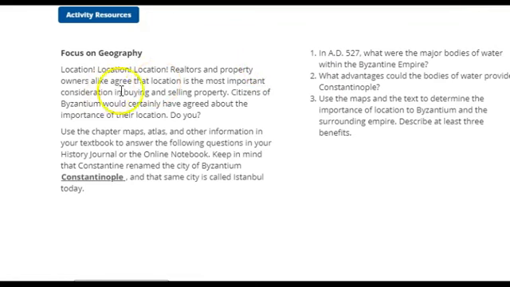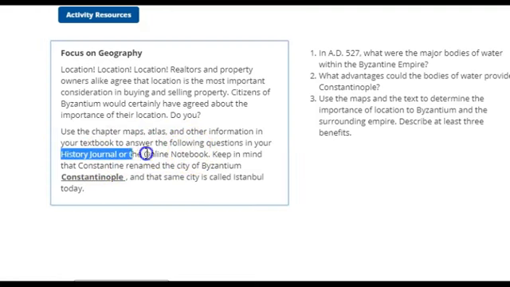Realtors and property owners alike agree that location is the most important consideration in buying and selling property. Citizens of Byzantium would certainly have agreed about the importance of their location. Do you? Use the chapter maps, atlas, and other information in your textbook to answer the following questions in your history journal or the online notebook. And that's just in your notes, so just make sure in your notes you've answered these questions, because you may need to refer back to those. Keep in mind that Constantine renamed the city of Byzantium Constantinople. And that same city is called Istanbul today.